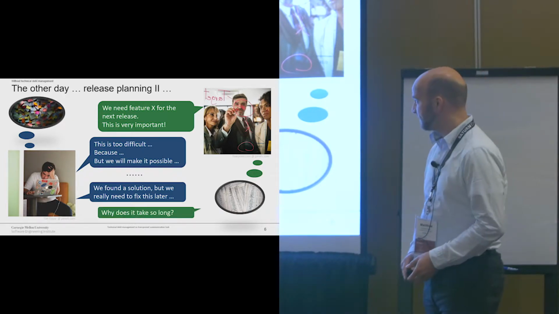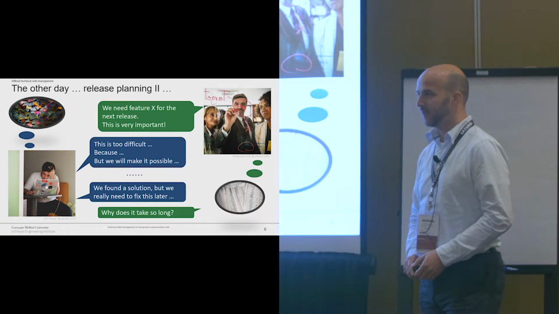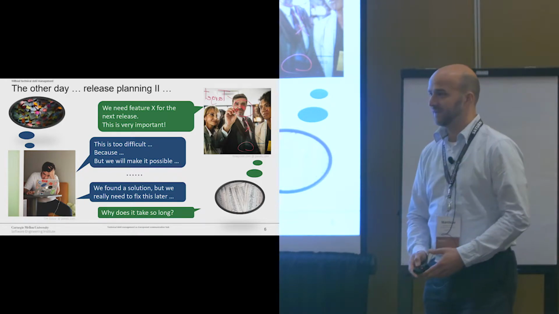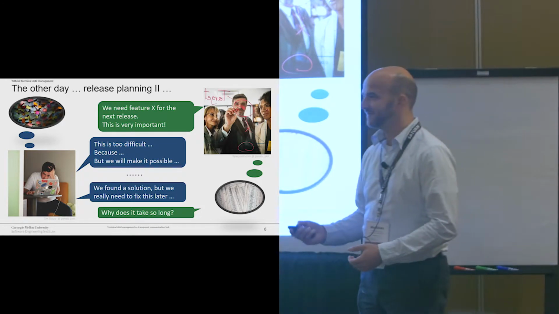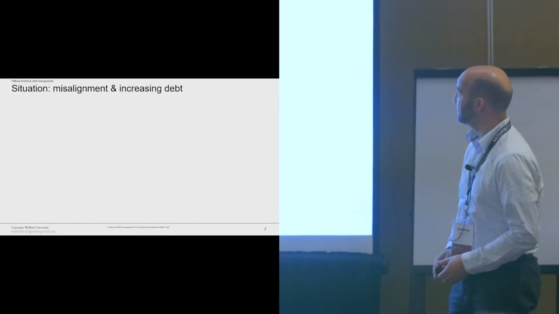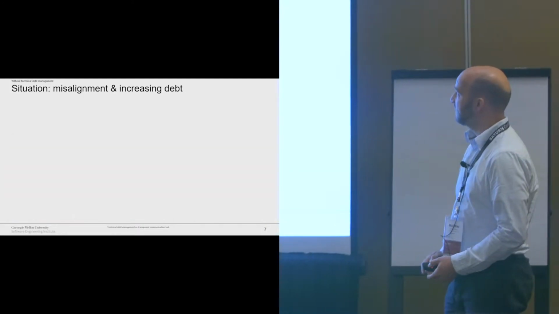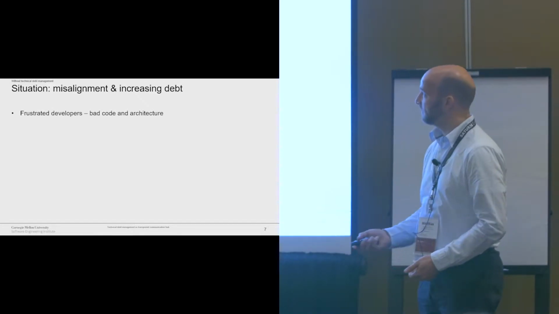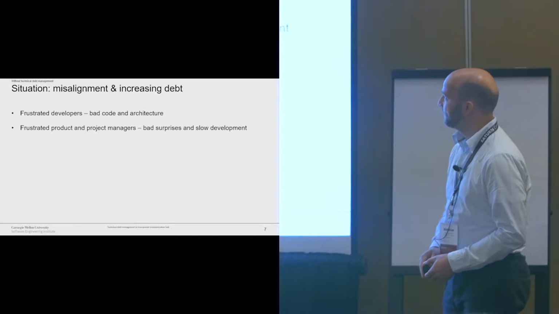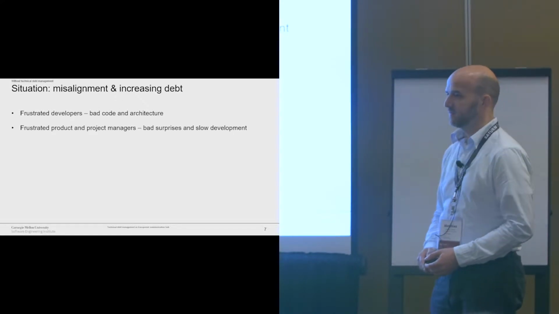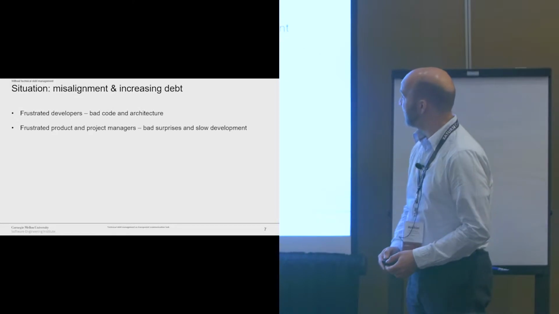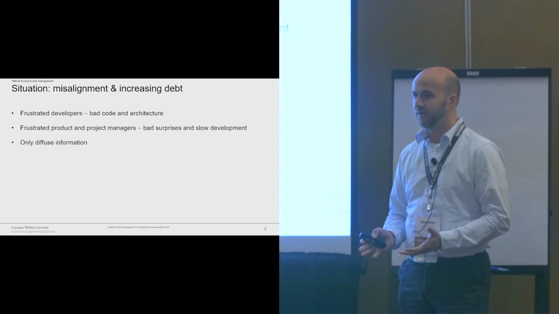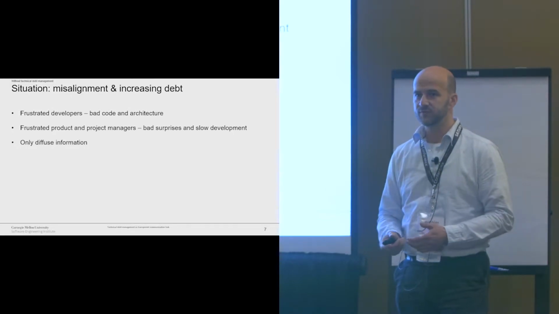And the response is, why does it take so long? Why did you take so much time for this little feature? I think most of you know those kinds of conversations. So our situation was misalignment and increasing debt. We had frustrated developers with bad code and architecture, frustrated product and project managers, bad surprises, slow development, and all we had was only diffuse information.